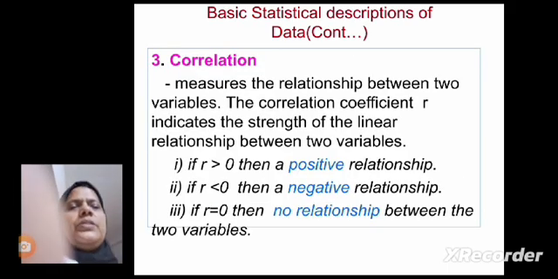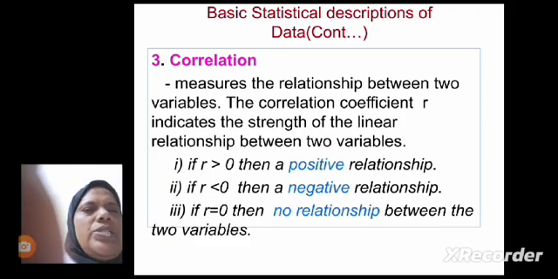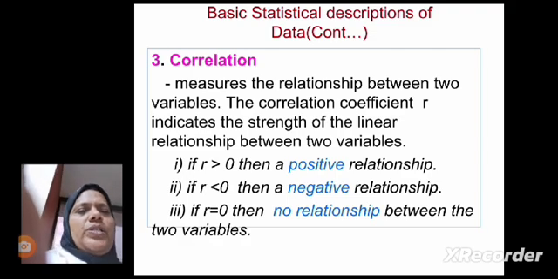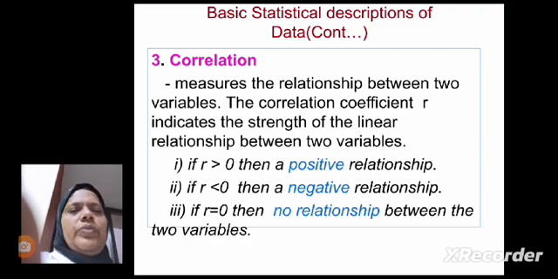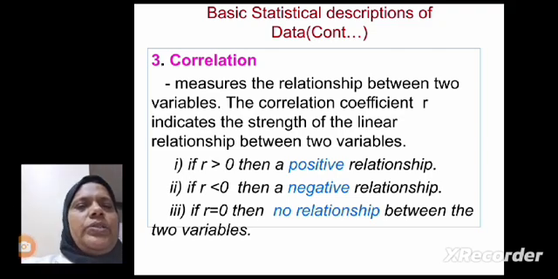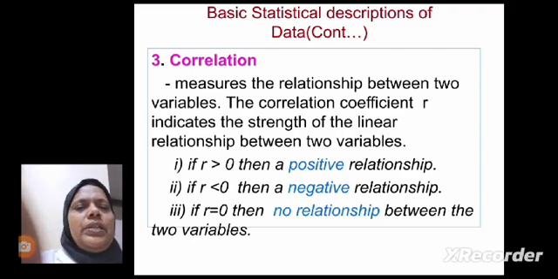Then the third one is correlation. It measures the relationship between the variables. The correlation coefficient R indicates the strength of the linear relationship between two variables. If R is greater than 0, then it indicates the relationship between the two variables is positive. That means when the value of one is increasing, the other value is also increasing.